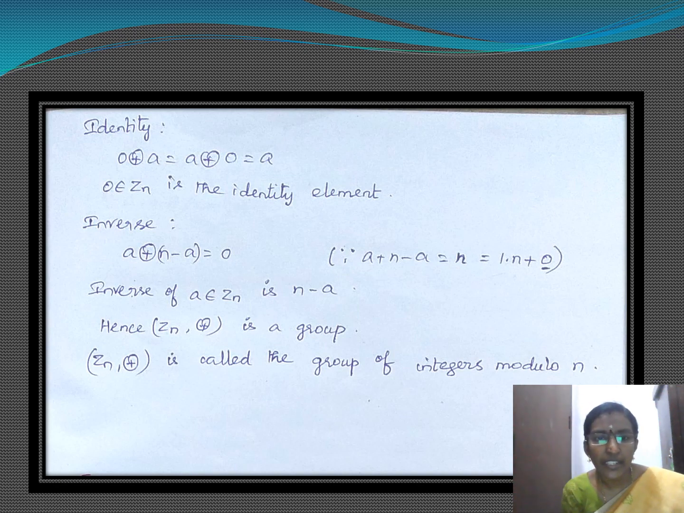Next comes identity. 0 ⊕ a is equal to a. Therefore, 0 belongs to Zn and is the identity element. Inverse property: a ⊕ (n - a) equals 0. Therefore, the inverse of a is n - a. Hence, (Zn, ⊕) is a group. That is addition modulo n, and Zn forms a group.